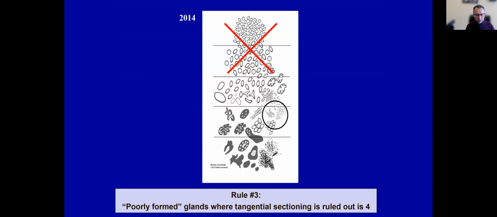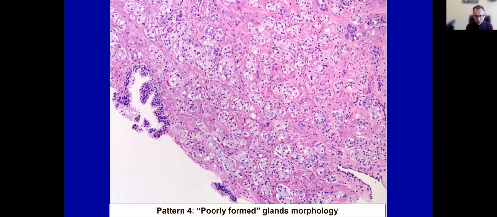So our third rule is that when you have discrete but poorly formed glands where tangential sectioning is ruled out, it is considered Gleason pattern 4. This particular criterion was introduced in 2005, in the modification of the Gleason grading system. But I have seen that it suffers from definitional ambiguity. It was not clarified very clearly how to distinguish poorly formed glands from tangential sectioning that can invariably occur when prostate needle biopsies are cut.